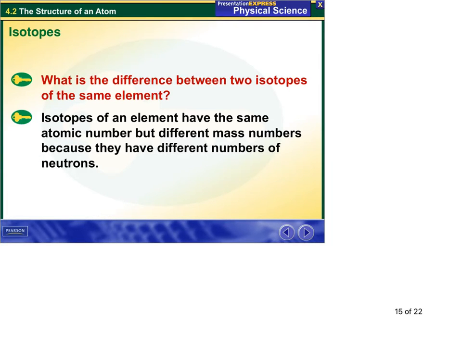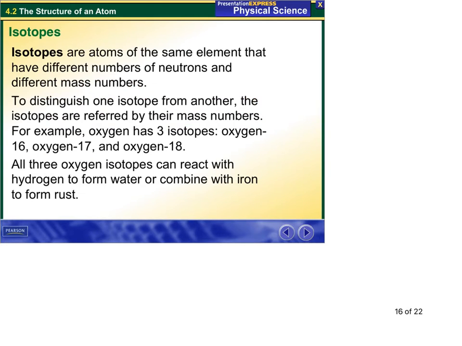Difference between isotopes. Keyword here, isotopes. Atoms of an element have the same atomic number, but they have different mass numbers because they have different numbers of neutrons. Here's the definition. Isotopes are atoms of the same element that have different numbers of neutrons and different mass numbers.